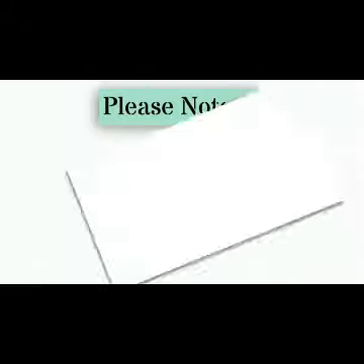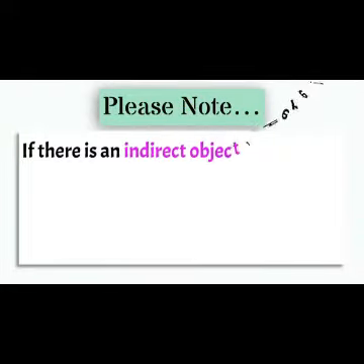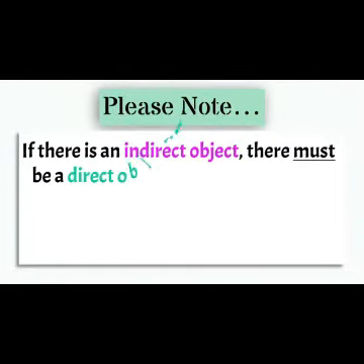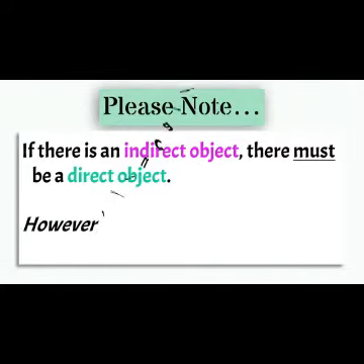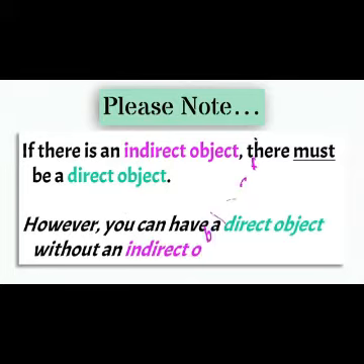Please note, and here we have an important note. If there is an indirect object, there must be a direct object. However, and this is important here, you can have a direct object without an indirect object, just like the examples we already saw.